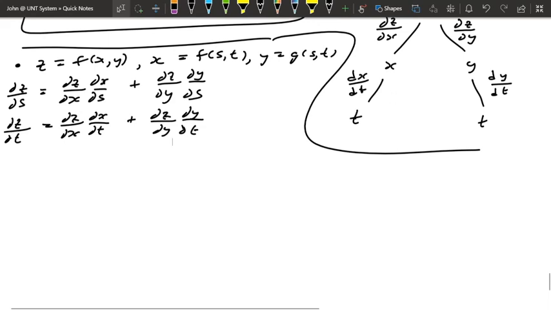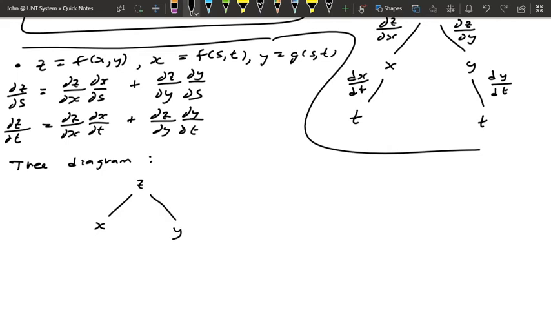Okay, in this case, the tree diagram would look like this: you have z at the top. It's a function of two variables, x and y. But now x and y are functions of two variables themselves.